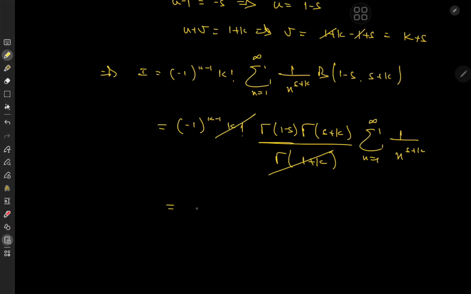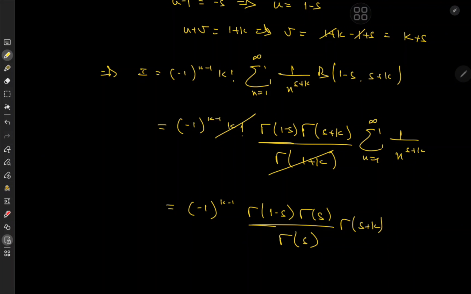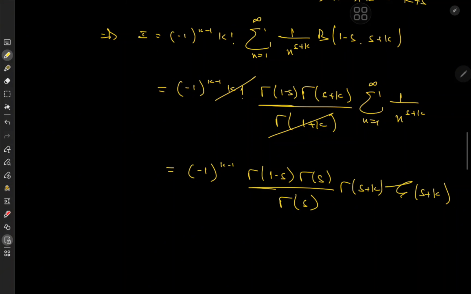So we have (-1)^(k-1) times gamma of 1 minus s. And I know what you're thinking. You wish that there was a gamma s term lurking about. That's why we introduced gamma s, but to maintain equality, we must divide by it as well. And we have this gamma of s plus k term over here looking gorgeous. And then we have this zeta function, the zeta of s plus k, which looks absolutely dope once again.